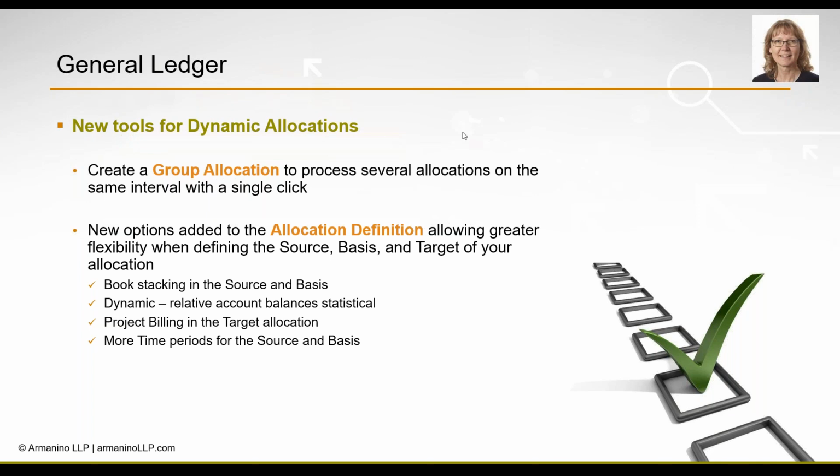Also, under the allocation definitions, they're having a lot more options, allowing you greater flexibility when you're defining your source, your basis, and your target. So you can do book stacking in the source and the basis. There's a dynamic relative account balances statistical option that's in there now. Project billing into the target allocation. So if you want to include billing, that's going to be on a generate invoice from the project module. And then more time period options under the source and the basis. So lots of little enhancements there for those of you that are utilizing and enjoying that new module, dynamic allocations.